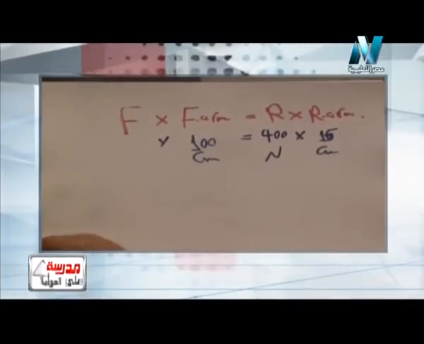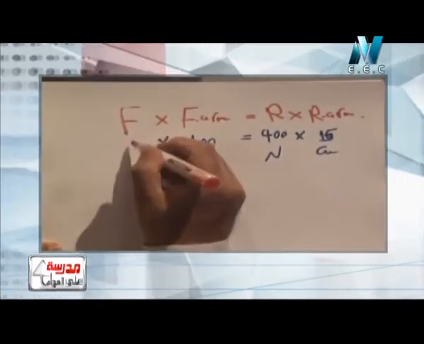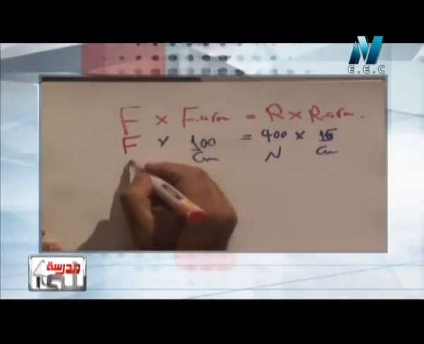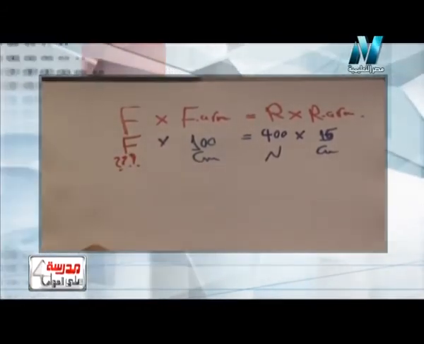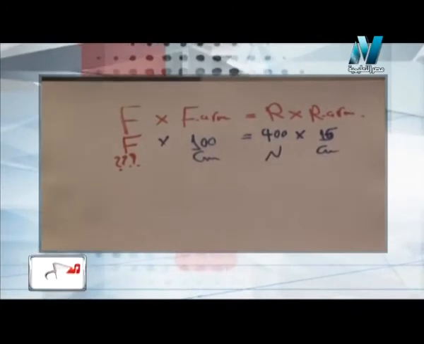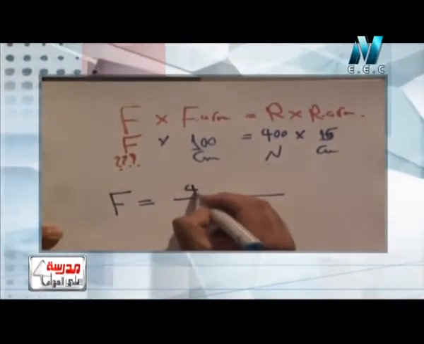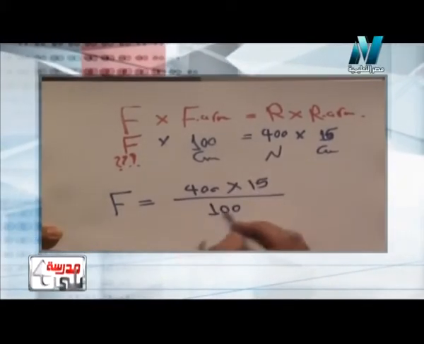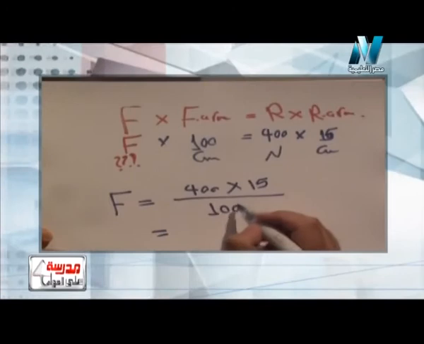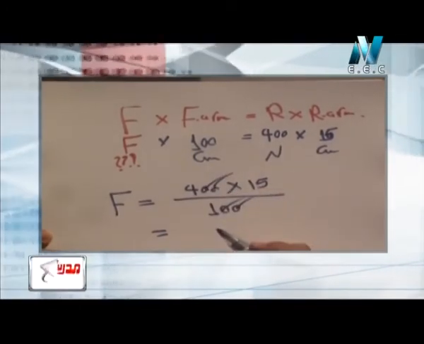So surely he will ask me to find what? To find the effort force. The effort force isn't here, it is demanded, it is not found in this problem. So what about the effort force? Effort force equals 400 by 15 divided by 100. So the answer will be, surely we can omit 2 zeros by 2 zeros.